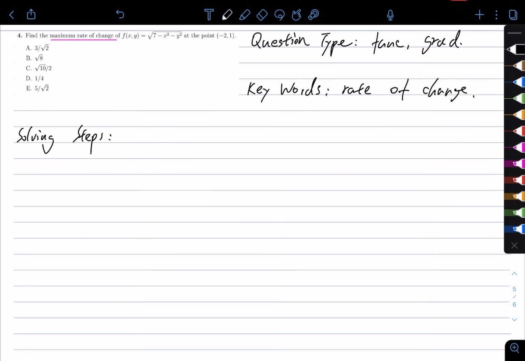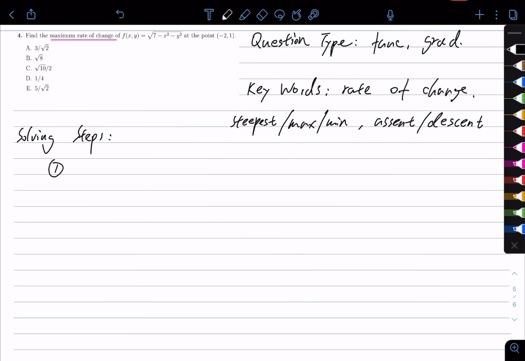Rate of change, and in other cases you will also have steepest, maximum, minimum, and also ascent and descent. These are all keywords related to the gradient of a function. So now we know this is a gradient problem, so how are we going to go about finding it?